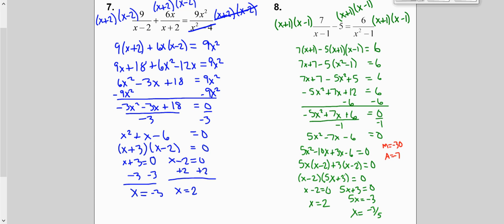All right, here's number 8. Very much like number 7. Pause here if you need to write these down. Hopefully you're just checking your answer.